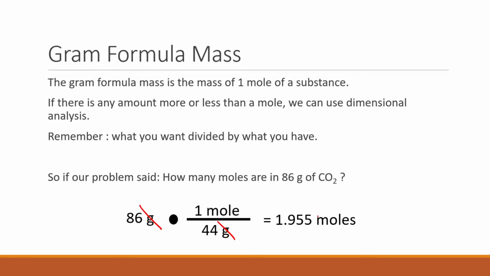There's no wrong way to go about your math as long as you get the answer, right? You don't have to use dimensional analysis. You'll never have to use dimensional analysis. If you want to set up a proportion instead, 86 over x equals 44 over 1, and solve a proportion, that's also fine. You'll still get the same answer. Right, but we can convert back and forth between moles and grams because you always know what 1 mole is equal to.